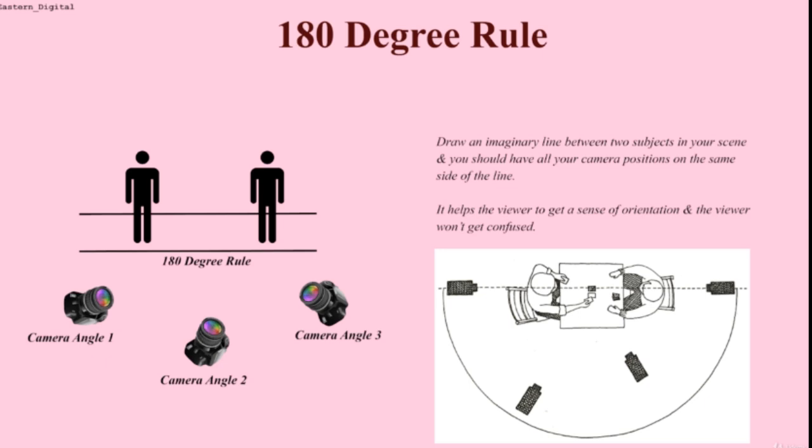In order to apply this rule, you need to draw an imaginary line in between the two subjects. You should have all your camera positions on the same side of the imaginary line that you have drawn. Well, it is an example of giving the audience a good sense of orientation so that they will not get confused while they are watching that video. In this way, the viewer will not get confused at all with the angle and orientation while they are watching that video. Well, here is an example of the 180-degree rule.